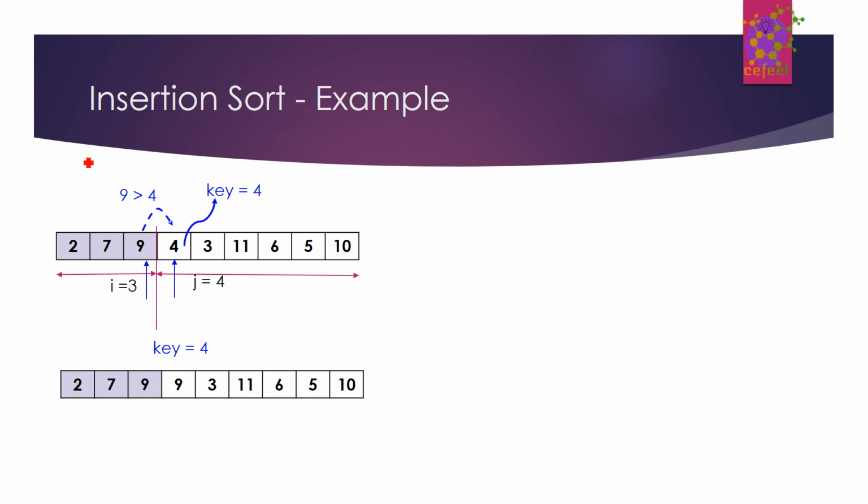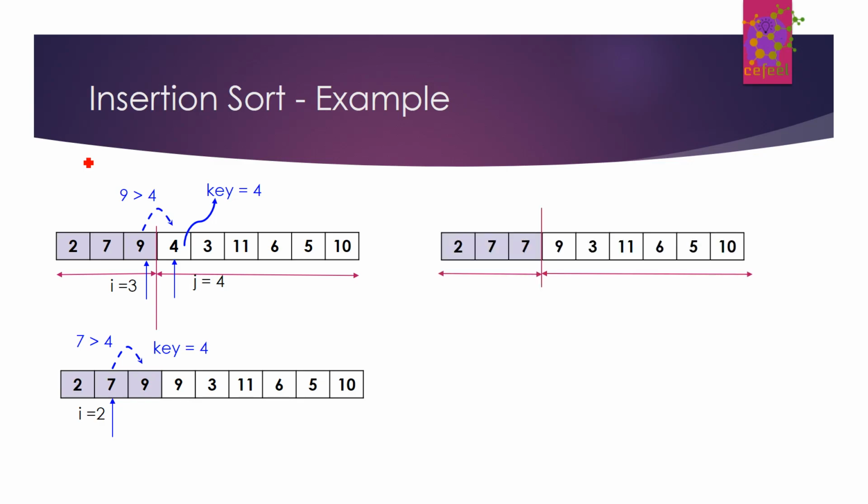And the next step is to decrement i, which means i will now point to 7, and now we compare a[i], which means 7 with 4. In fact, 7 is greater than 4, so we need to push again. So now 7 will replace the next item, which is i plus 1 equals 3, which means 7 will now replace 9. So we have 2 7 7 9, 3, 11, and the next step is to decrement i, which now decrements to 1, so i is pointing to 2.